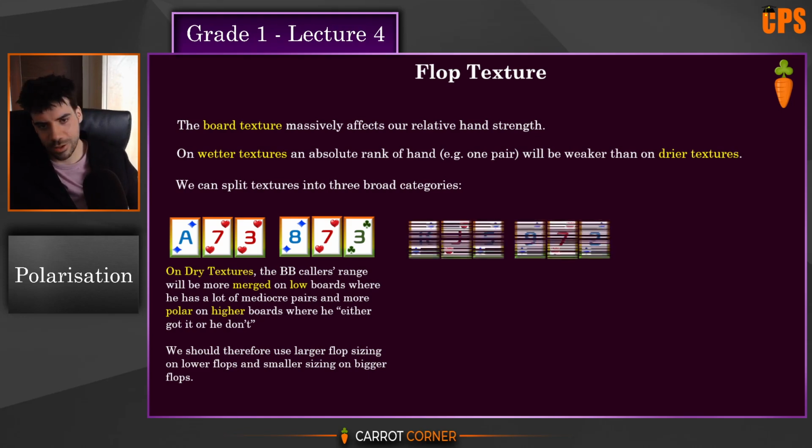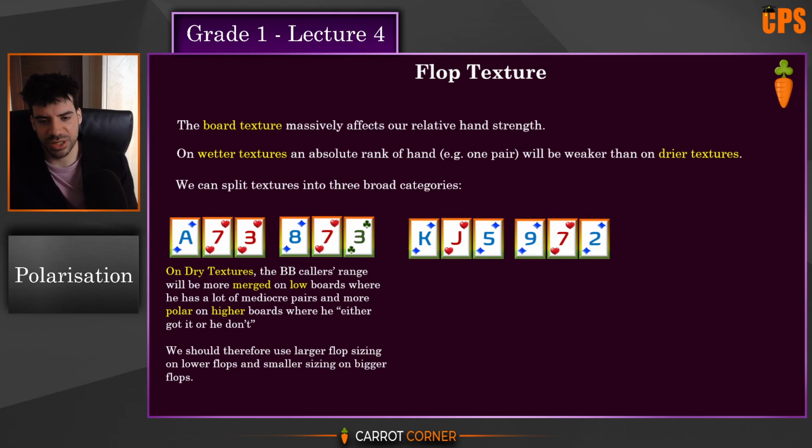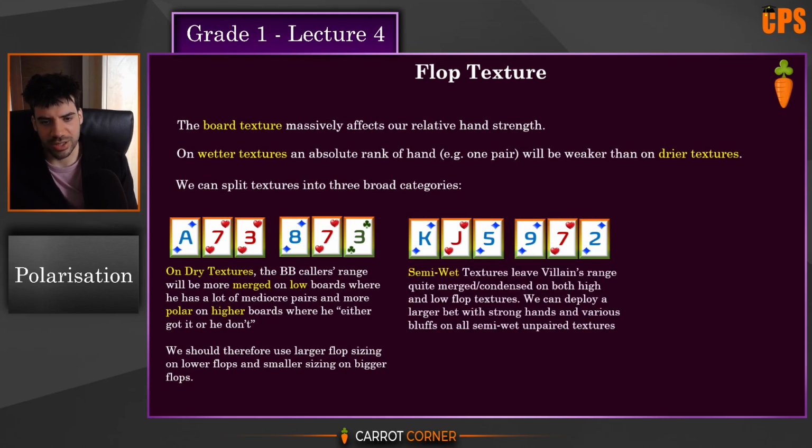Hopefully that makes sense. So on King Jack 5 and 9-7 deuce, these are much wetter textures, and what these are going to do is create a higher abundance of mediocre hands in your opponent's range. So semi-wet textures leave villain's range quite merged or condensed on both high and low flop textures, and therefore we can deploy a large bet sizing with strong hands and bluffs, again polarizing if we're doing that right. Not going to be betting the middle of our range for 75% pot. We're not betting pocket 8, so on King Jack 5 we're not betting ace jack of spades on 9-7 deuce, but we are betting the more polarized hands.